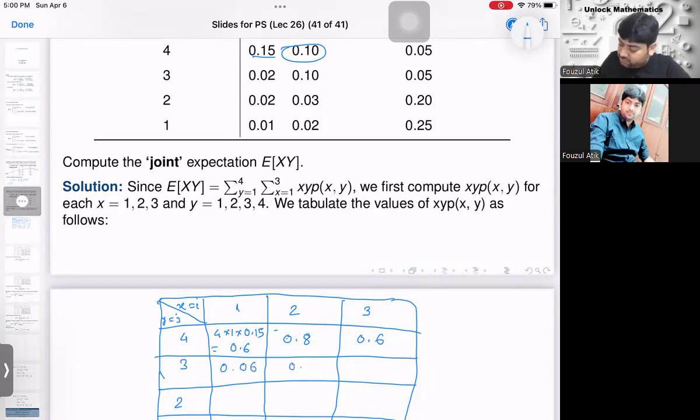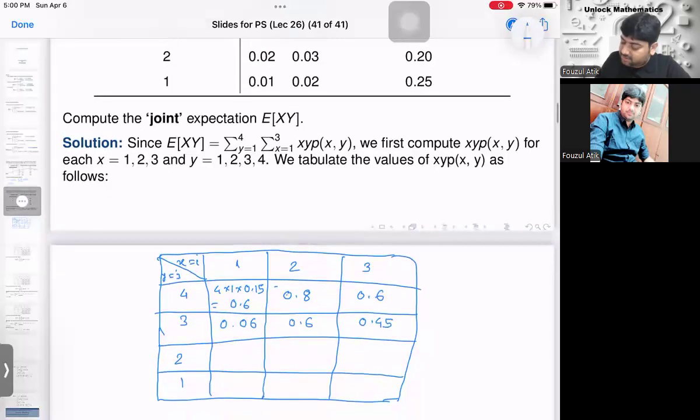0.06, 0.6, 0.45. Again, what about this one? 2 into 1 into this value, 0.04. Similarly, 4 into this, so 0.12. We can finish the table, so that all the values we are doing very systematically, and at the end we will just add them up. So 0.75. Done.